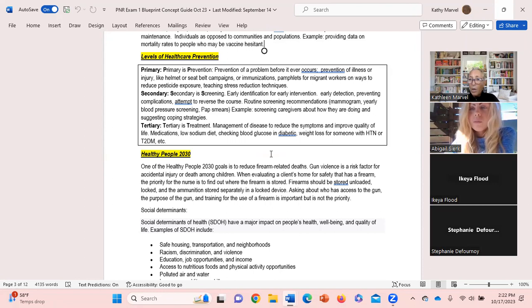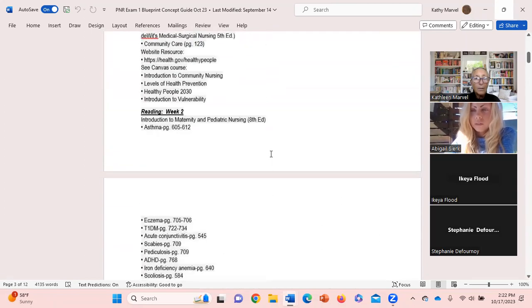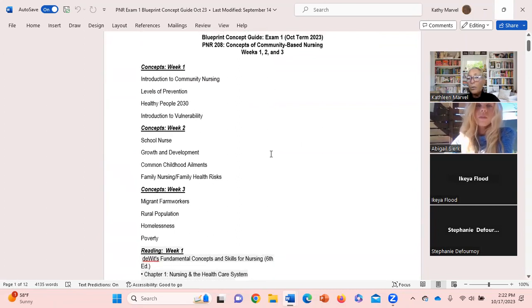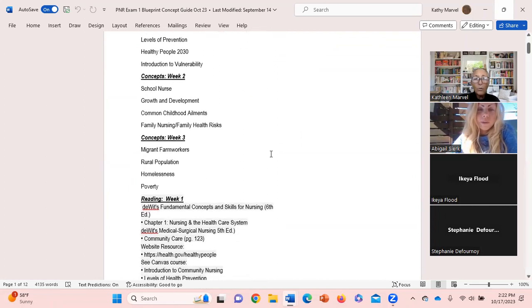Does that make sense? So primary, secondary, and tertiary interventions are with every single concept. It's kind of hard to do concepts for introduction to community nursing or Healthy People 2030. But when we get down to school nursing and family nursing, family health risks, we can identify primary, secondary, and tertiary. It just depends on what concepts you're covering. There's different primary interventions for all these 4 that we covered this week. There's secondary for all these 4. There's tertiary for all these 4.